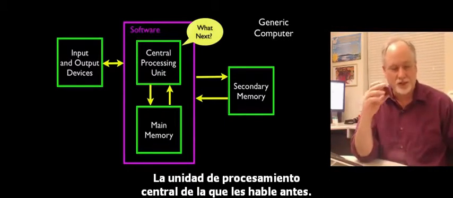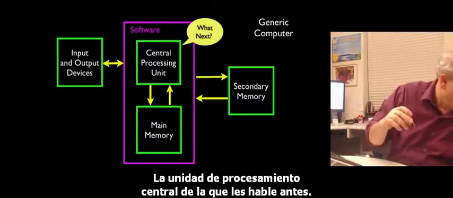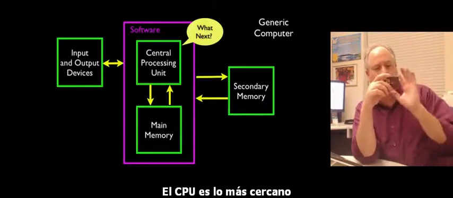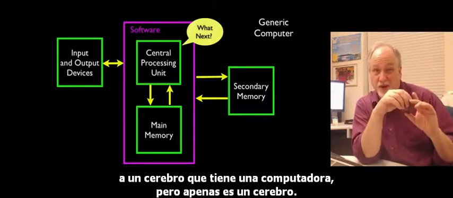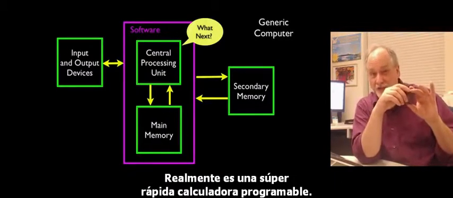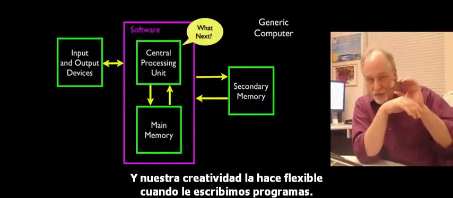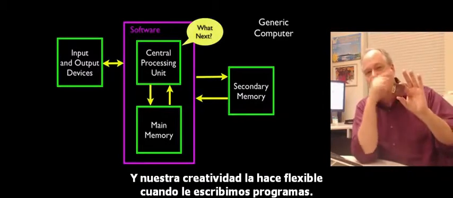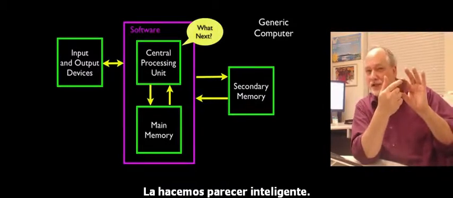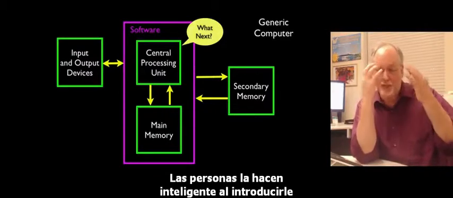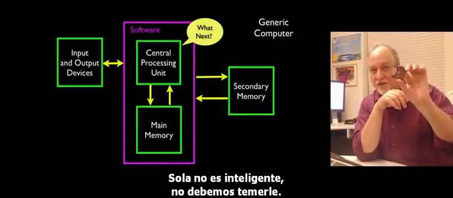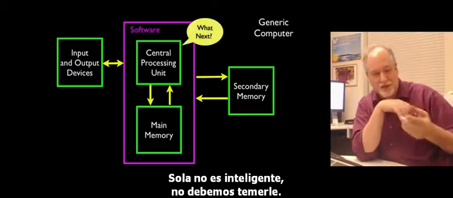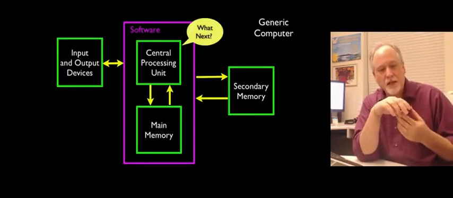The central processing unit that I've spoken of before, central processing unit is the closest thing a computer has to a brain, but it's barely a brain. It's really just a super fast programmable calculator. We make it flexible by our creativity when we write programs. We make it seem intelligent. It's people that make it intelligent by taking our own knowledge and putting it in. This is not itself intelligent. There's nothing to fear from this. It's just not that smart.